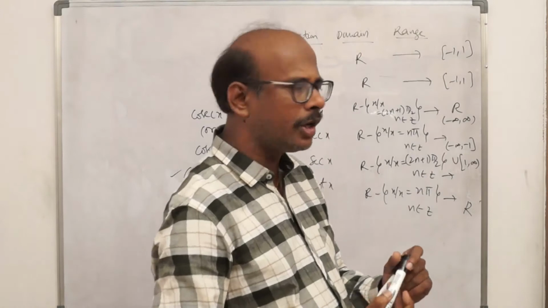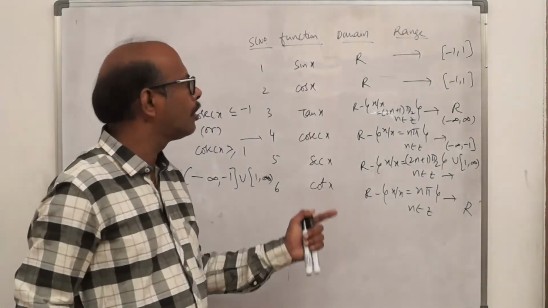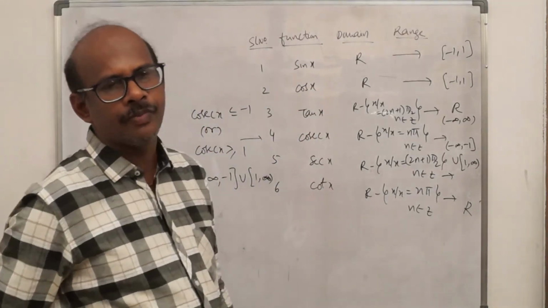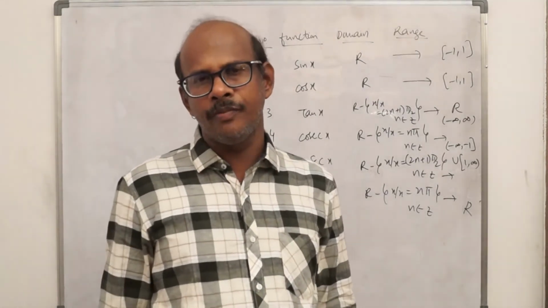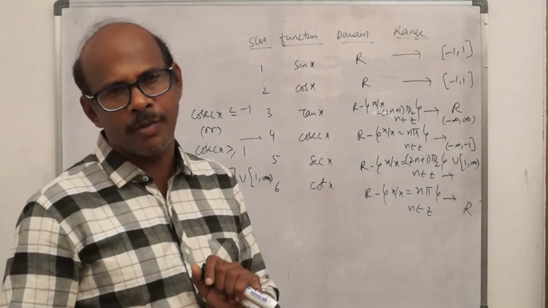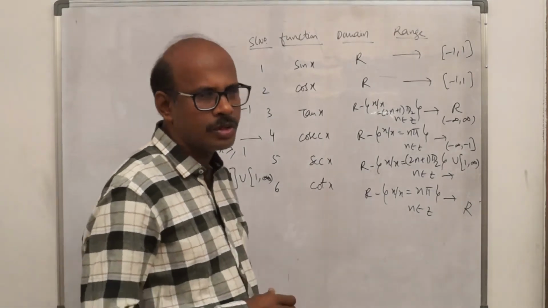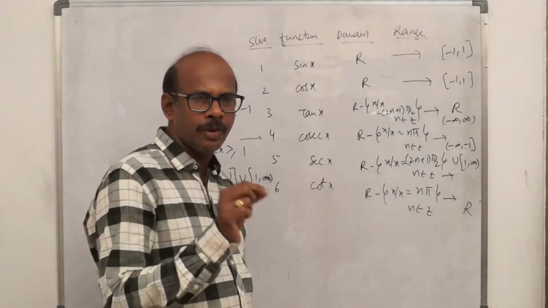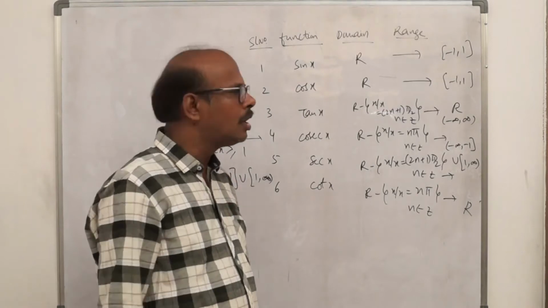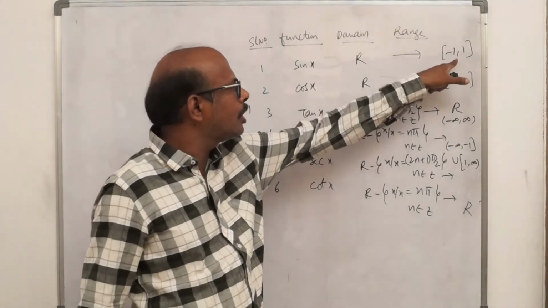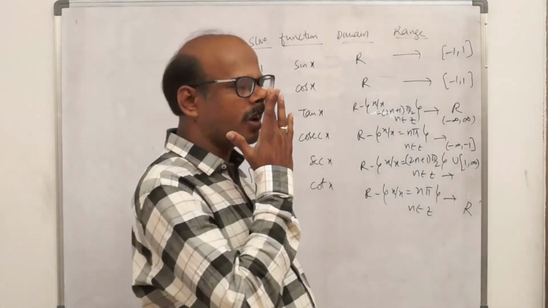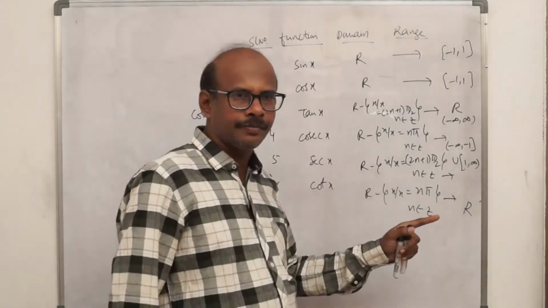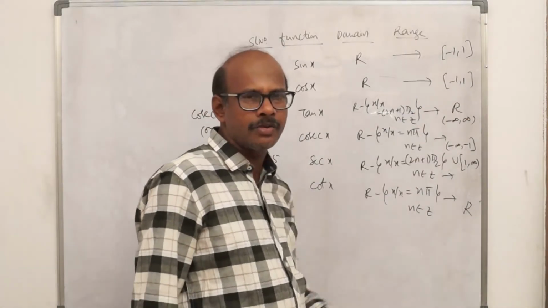Now my dear students, the important tabular form, the domain and range table. For sin x the domain is R and the range is the closed interval minus 1 to 1. So in between minus 1 and 1, and it also includes the values minus 1 and 1. Cos x domain is R and range is minus 1 to 1. Tan x, all real values.